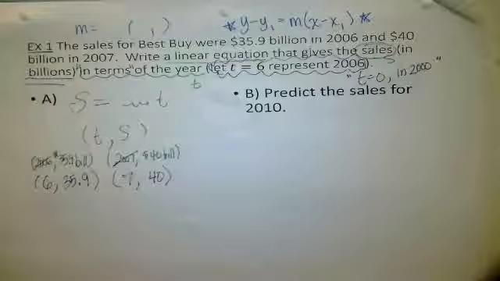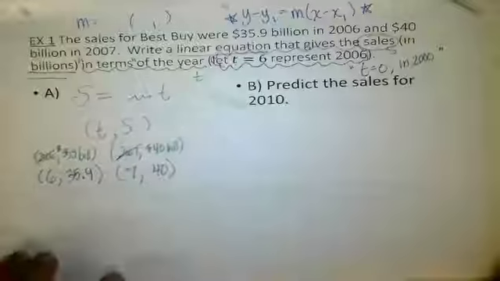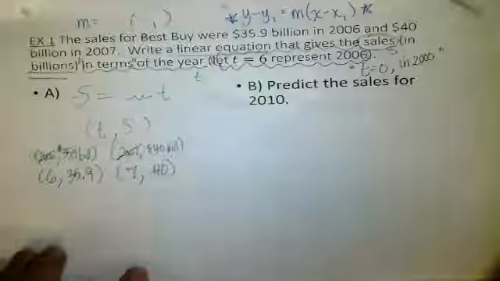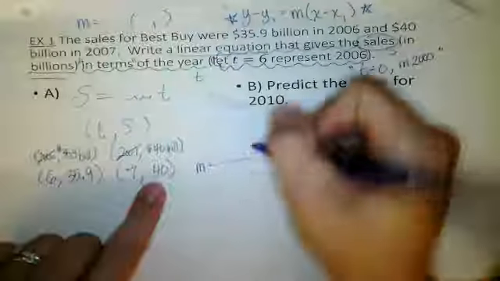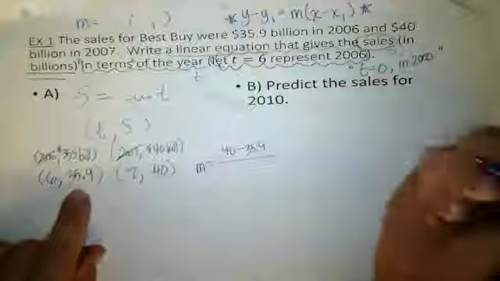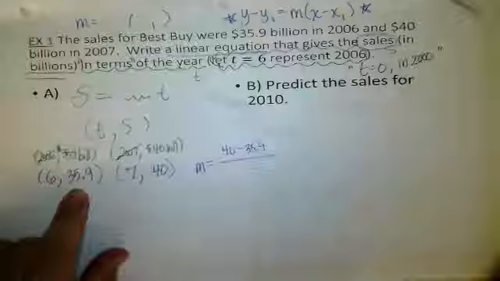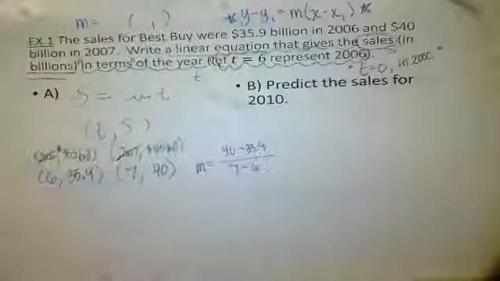You, ladies and gentlemen, need to pay attention to units. I will get you on the next test on units. All right, pay attention. Now, I have 2 ordered pairs, and I want to write an equation. What do I need to do? Find the slope. Sure, my slope is going to be y2, so 40 minus 35.9, over 7 minus 6. Slope has real meaning, and I'm going to talk about that now.